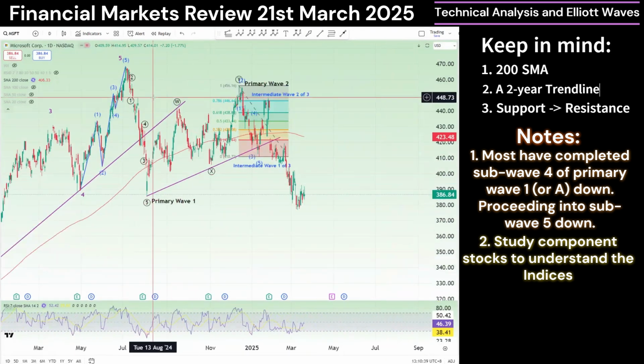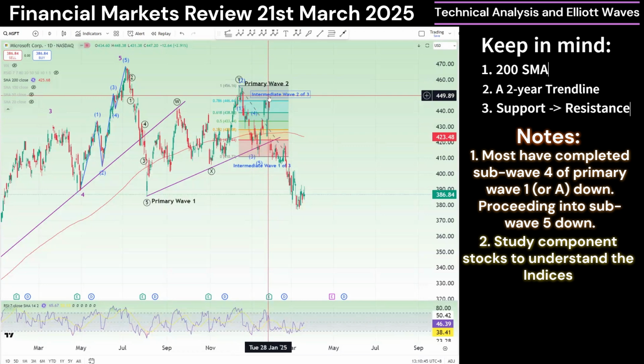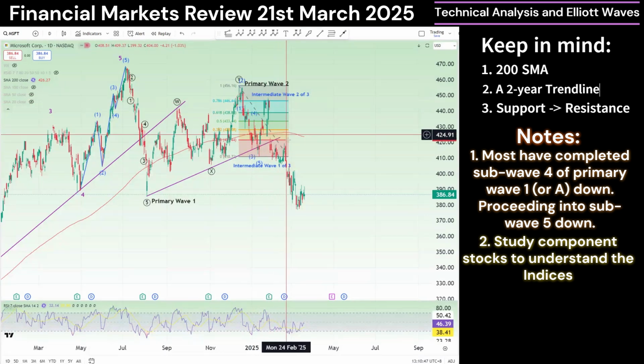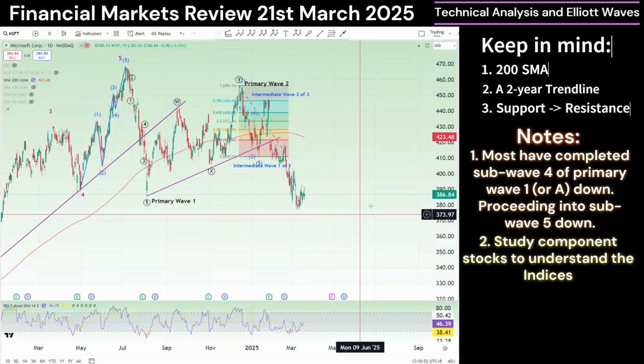Microsoft. Previously I think this is a wave one, wave two, and I put this as an immediate wave one, wave two of three, and then you have a wave three down, wave four, and I'll still expect a wave five.